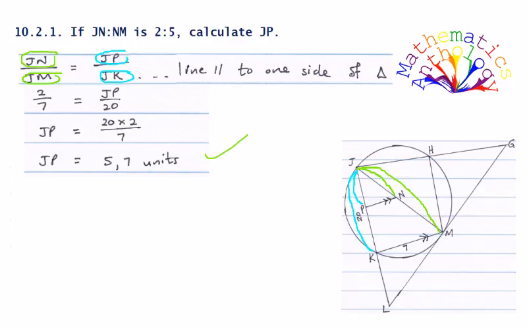So if we fill in our values that we have for the ratios, we can see that JN is 2 as given above. JM now will be 2 plus 5, JN plus NM. 2 plus 5 is 7. So JM will be 7 there. That's equal to JP, which we need to solve for, all over JK, which was given to us as 20. So cross multiply there and you'll end up with JP is equal to 20 times 2 over 7. JP will then equal 5,7 units.